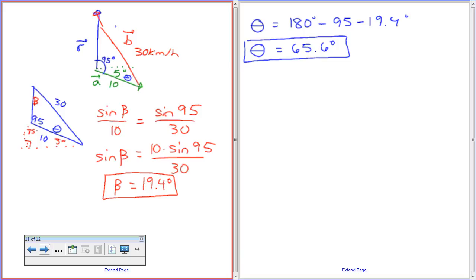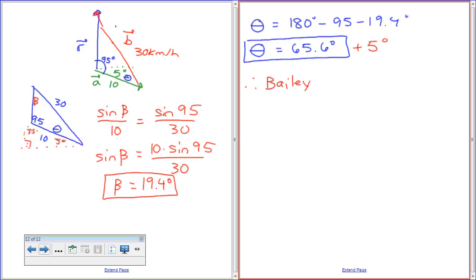The other way to do it, if you don't like that explanation, which I love, by the way, you could have just went zzz, zzz, zzz, and got 5 as well. Okay? It's also the Z pattern, right? So you could have done that as well. So then therefore, Bailey must aim plus 5 degrees. Bailey must aim at west 70.6 degrees north, or north 19.4 degrees west.